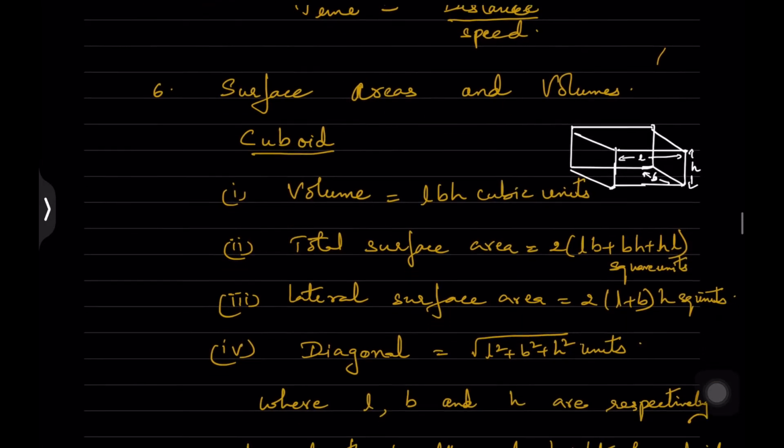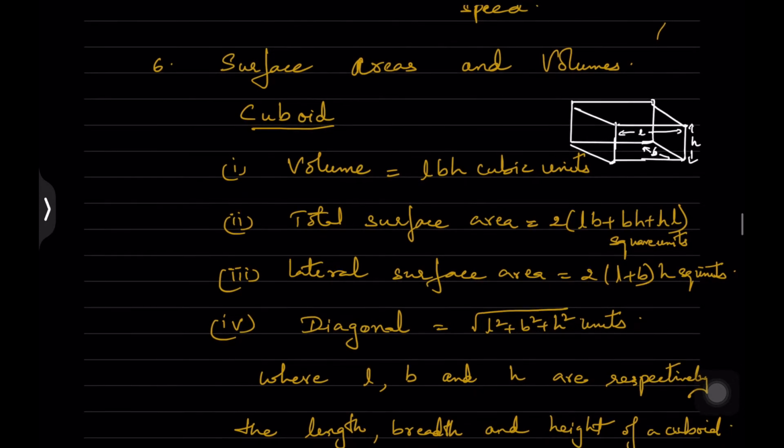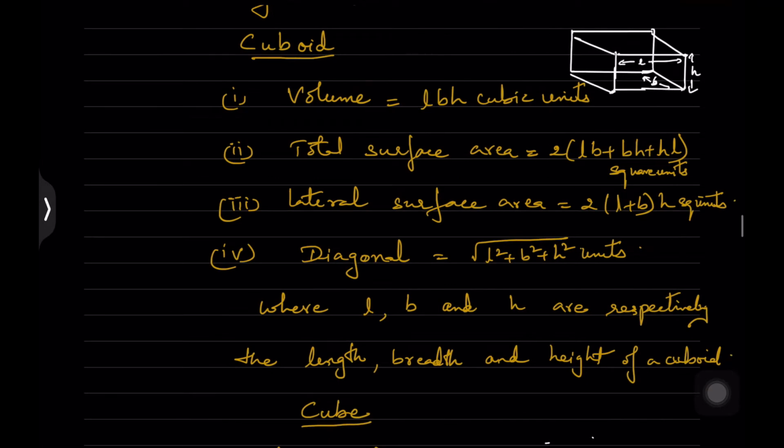Then we'll go into the sixth chapter of term 2, that is surface areas and volumes. In this you have first the cuboid. So here, you have to remember the volume of a cuboid: length into breadth into height, in cubic units, or centimeter cubed if it is given in centimeters, or meter cube if it's given in meters, or you can just write it as cubic units. Then total surface area is equal to 2 into LB plus BH plus HL, and lateral surface area is equal to 2 into L plus B into H square units.